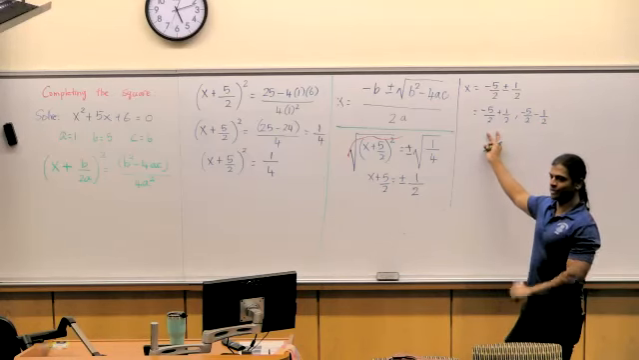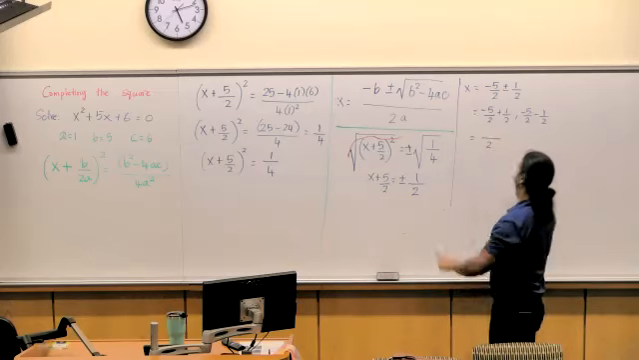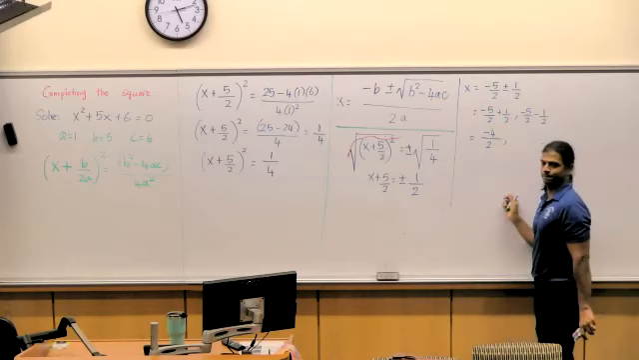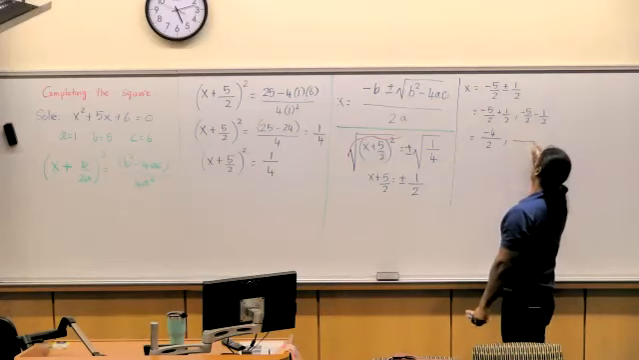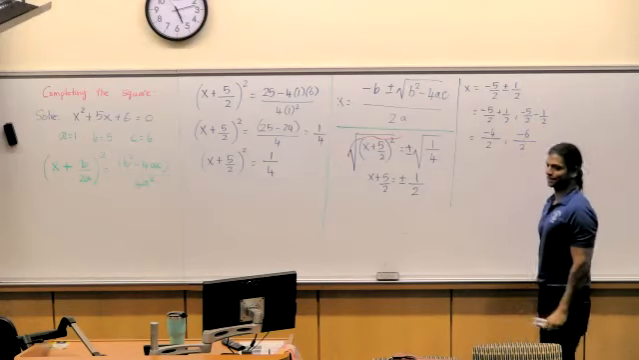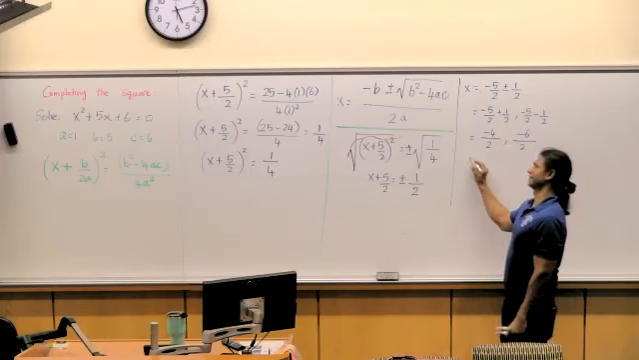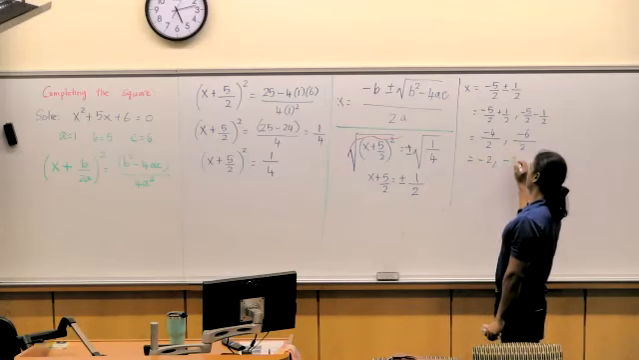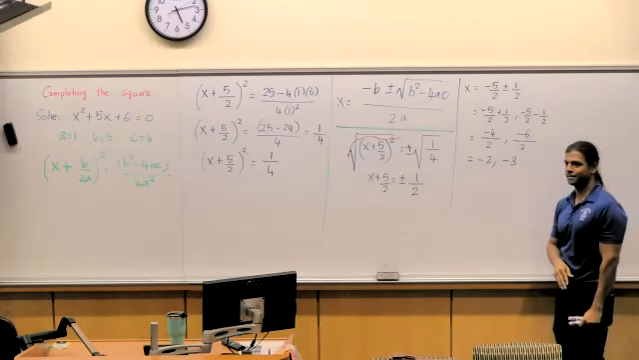Do I have a common denominator? Yes. Combine the numerators, minus 5 plus 1, minus 4. Do I have a common denominator? Yes. Combine the numerators, minus 5 minus 1, minus 6. Minus 4 divided by 2, negative 2. Minus 6 divided by 2, negative 3. Isn't that the solution we had at the beginning?